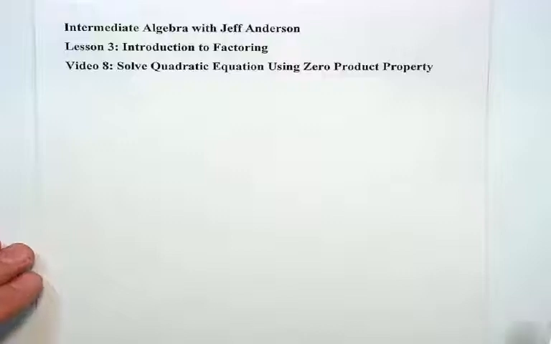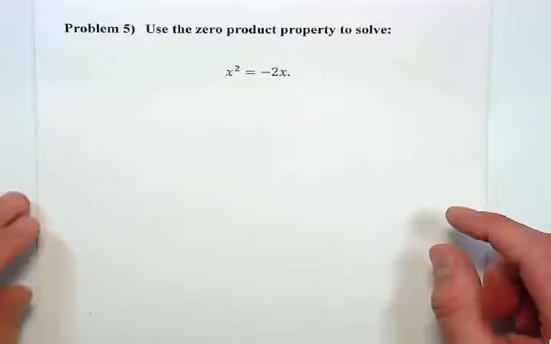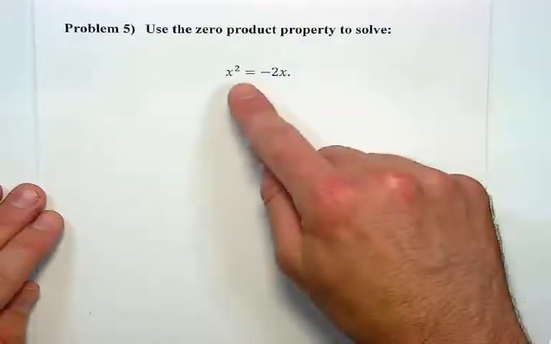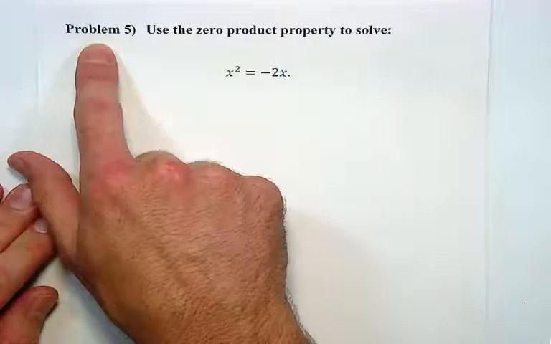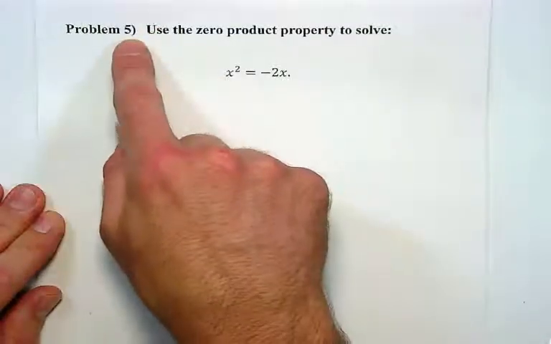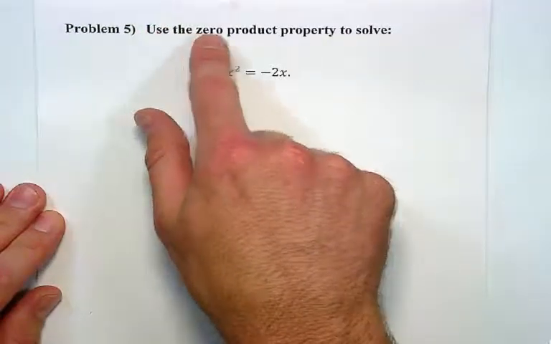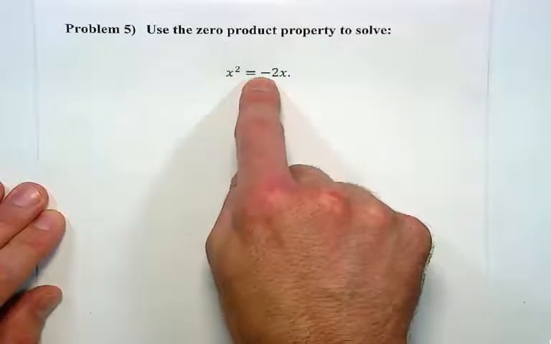Welcome back. In this video, we're going to see how to solve quadratic equations using the zero product property. Let's take a look at a problem that arises in this context. Here we read the entire problem statement real slowly for ourselves, word by word. Problem 5, use the zero product property to solve x squared equals negative 2x.